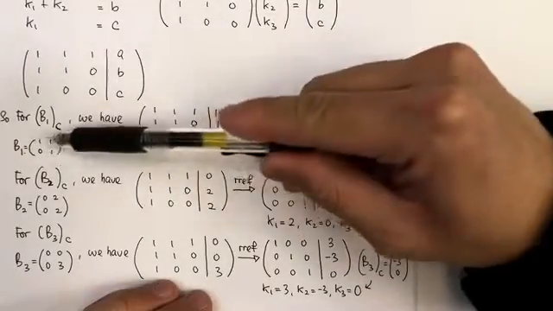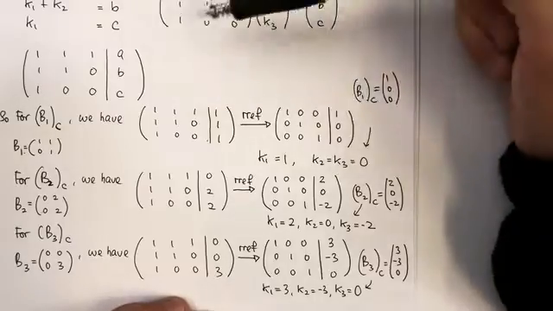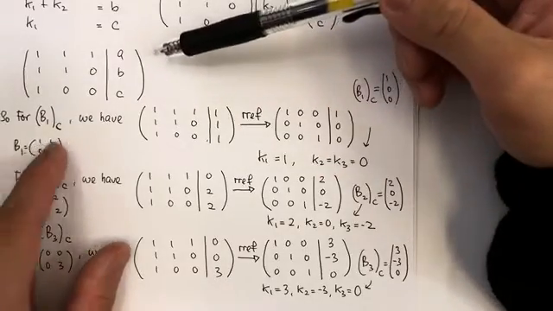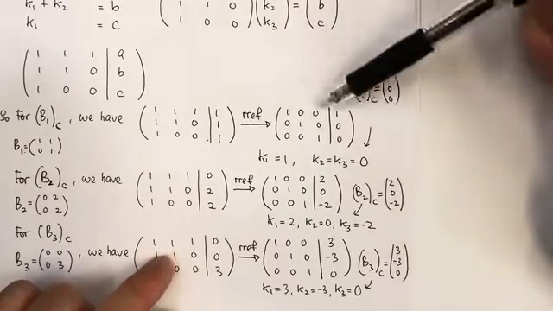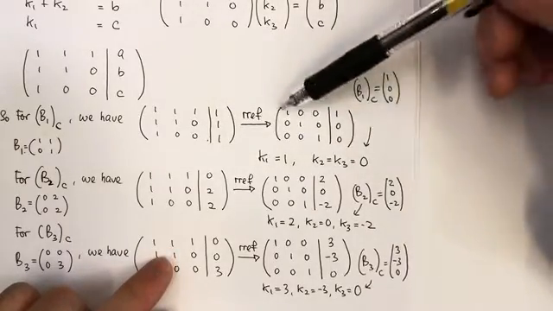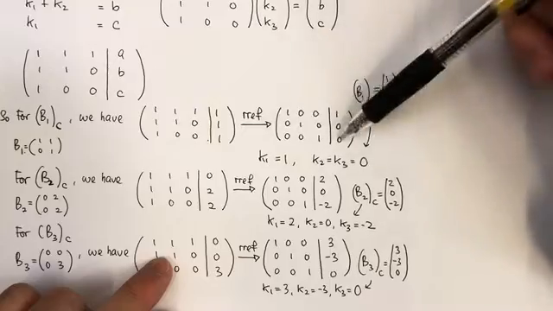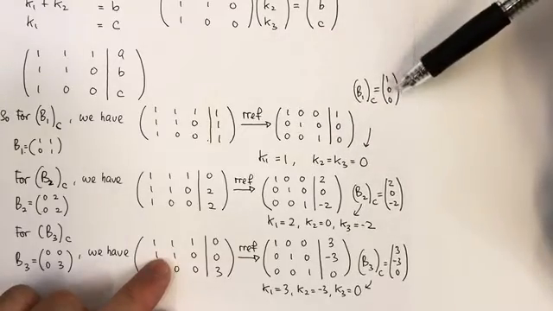Because we call this A, B, and C in the previous setup, our A, B, and C are 1, 1, 1. So you put the system here, 1, 1, 1, and row reduce it to the identity matrix. Immediately you can see K1 is 1, K2 is 0, K3 is 0. That's the reason why you have the 1, 0, 0.